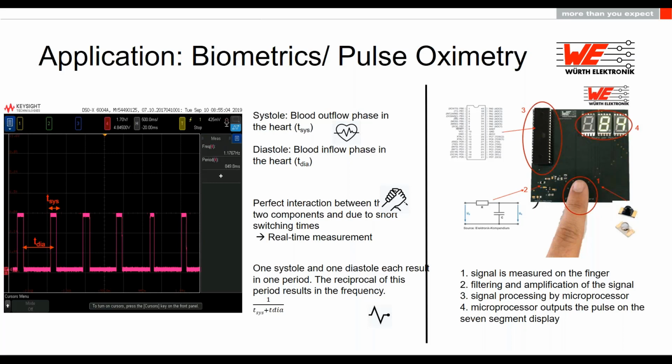So in this case, with just 10 components from our catalog, we're able to convert the first or a very simple pulse measurement device. On this, we have also written an application note, and we have some interesting reference design which can be found on our website.